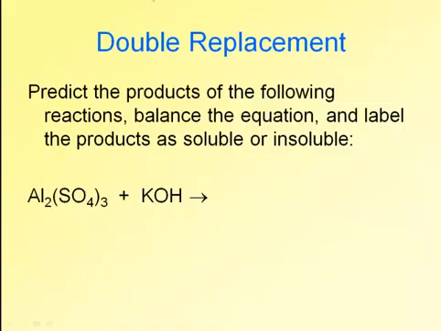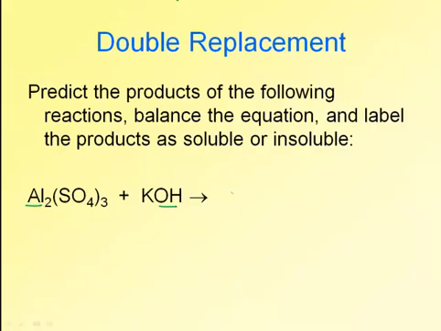Given a set of reactants, you have to be able to write the correct formulas for the products and label the products as soluble or insoluble. Remember, what happens in a double replacement reaction is that the ions switch partners. So on the product side, we're going to have Al combined with OHs, and we're going to have Ks combining with SO4s. You have to be able to write these formulas correctly.